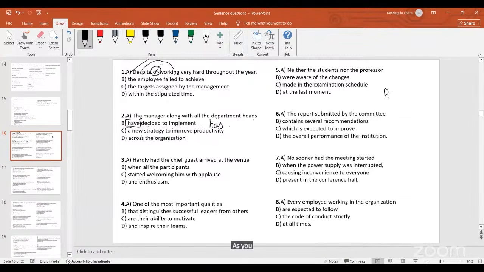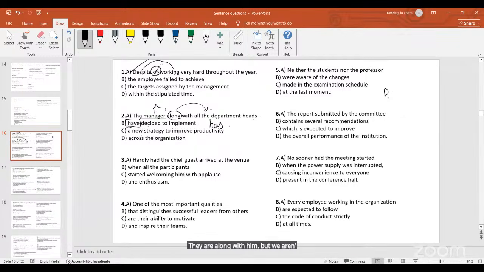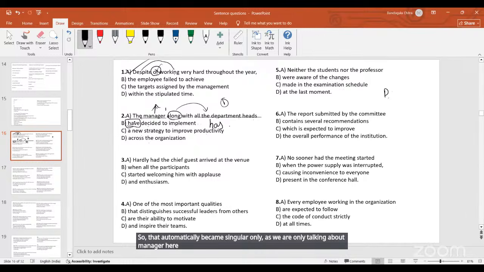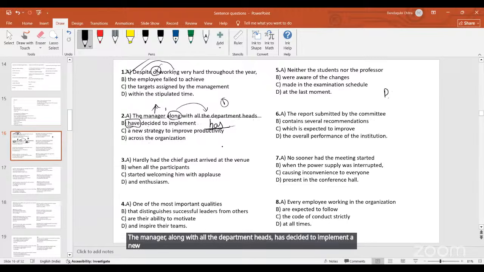As you can see here, the manager is taking that decision along with all the department heads. So we are particularly talking about the manager. They are along with him, but we aren't considering all these persons as one. So that automatically becomes singular, as we are only talking about the manager here. So instead of have, it is has. The manager, along with all the department heads, has decided to implement a new strategy.